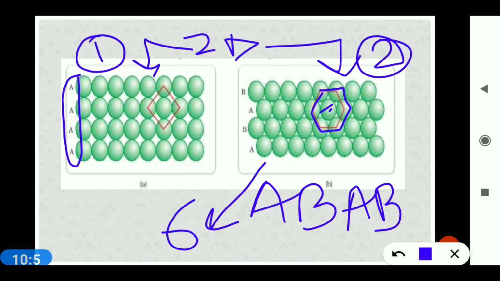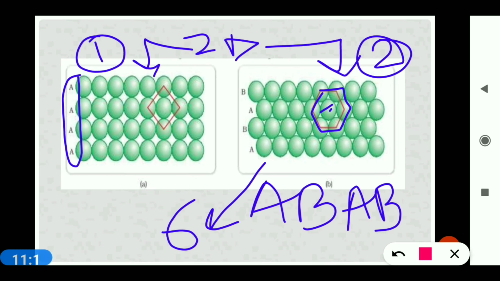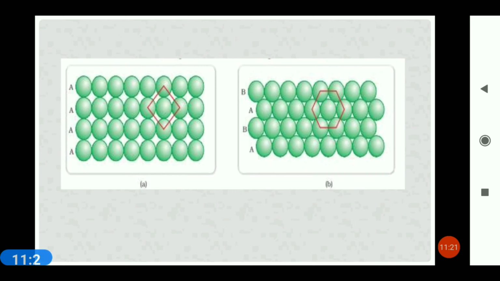Second mode of packing is more efficient as more space is occupied by the spheres and empty space is less in the arrangement. You can see obviously the space in between. Here you can see more space is there in between, and here less space is there. So the more efficient way is the second one.